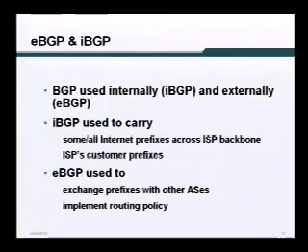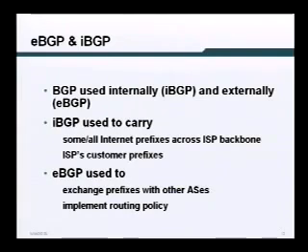So firstly, eBGP and iBGP. Well, eBGP is used externally. eBGP is used to exchange prefixes with other ASs. It's external, it's a BGP that runs outside your network between external facing routers. And that is where you implement your routing policy.